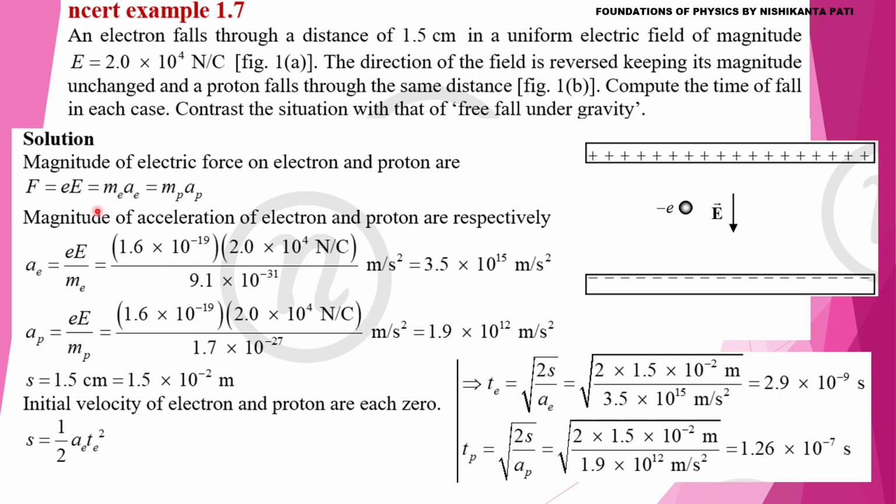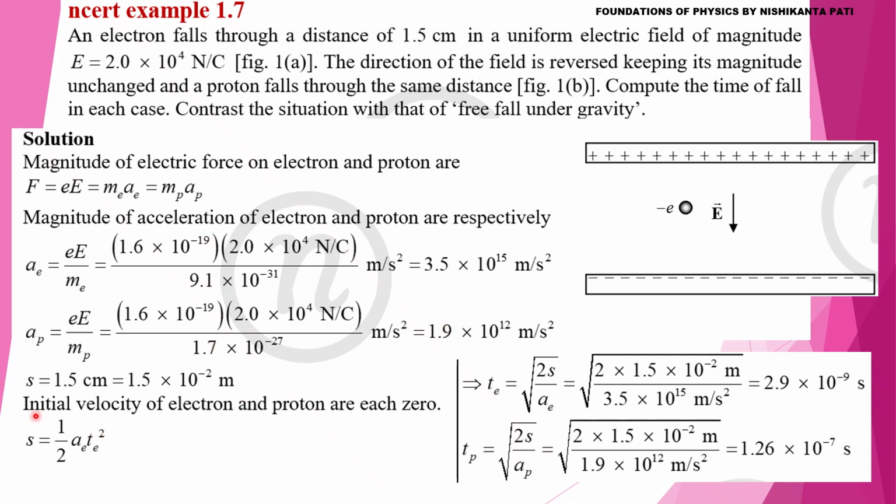In both the problems, electric field magnitude is the same. So the acceleration of electron is found this way. It is the magnitude of acceleration of electron. It is the magnitude of acceleration of proton. It is the mass of electron, the mass of proton. So the acceleration of electron is more because the mass is less. Acceleration of proton is less because the mass is more.